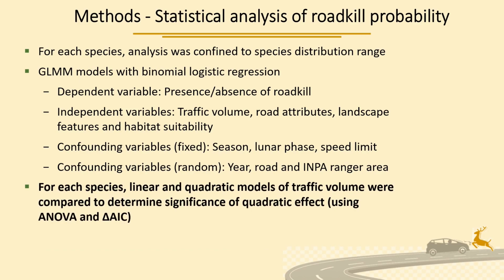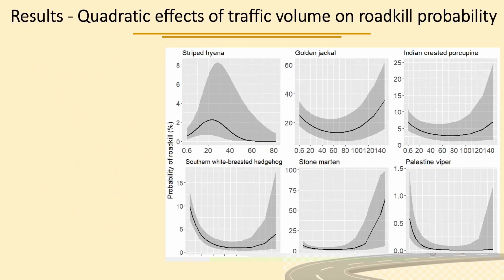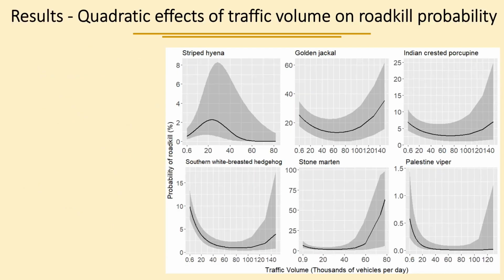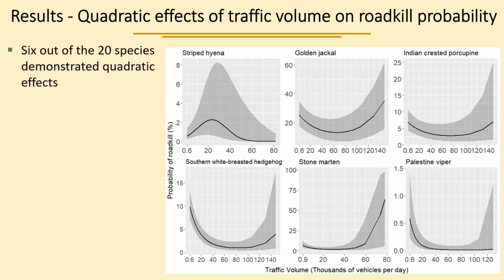For each species, a model with a linear term and a model with a quadratic term for traffic volume were compared using ANOVA and delta AIC to determine if the quadratic effect is significant. We found significant quadratic effects for 6 out of 20 species.